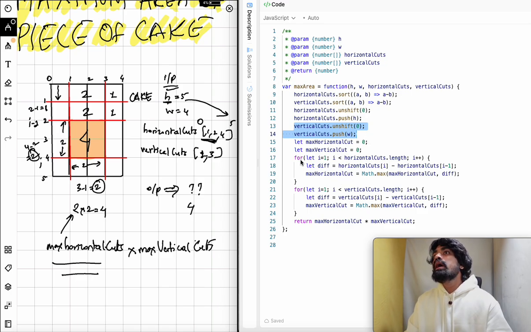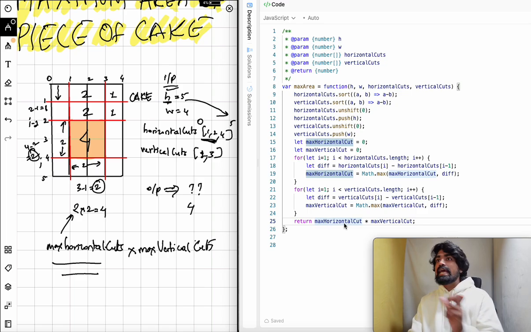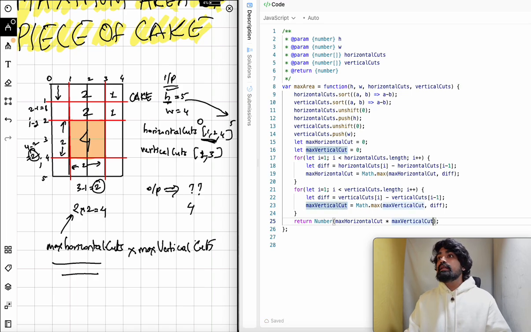This is nothing new, and we ran an iteration to find the max horizontal cut. Similarly, we ran an iteration to find the max vertical cut, and we are just going to multiply these two and return. Now just one catch here before we return. We want to return a number in the end, and these inputs can be quite large, and I don't want to go out of bounds for our test cases because then the test cases might fail.